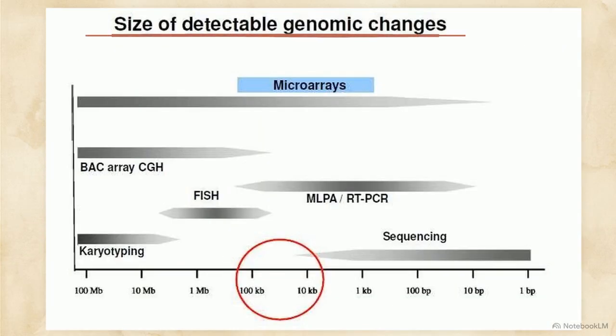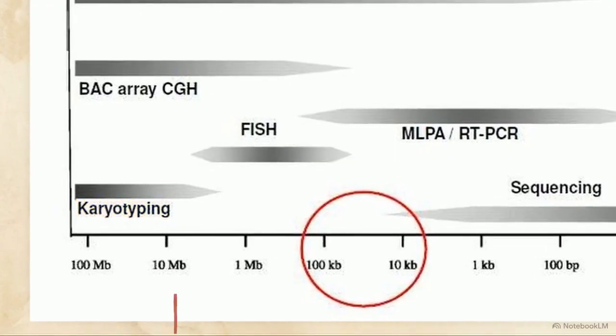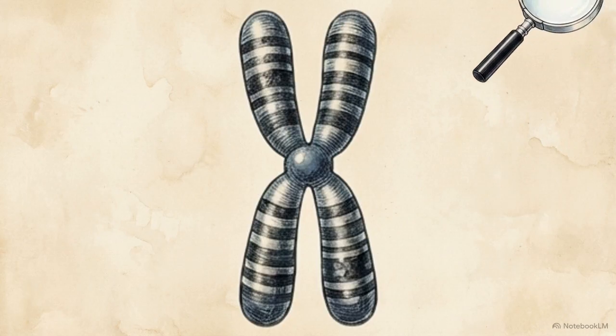This diagram maps the size of detectable genomic changes. Karyotyping operates at the macro level, limited to variations of 10 megabases and larger. At this resolution, it catches major structural errors, missing chromosomes, extra sets like triploidy, and balanced translocations where chromosome chunks swap. But this macroscopic view has a severe blind spot.